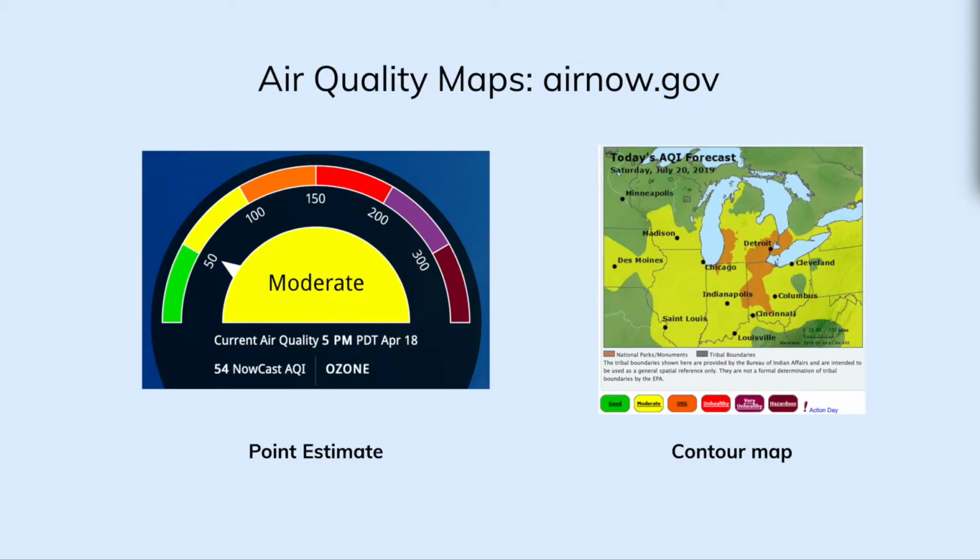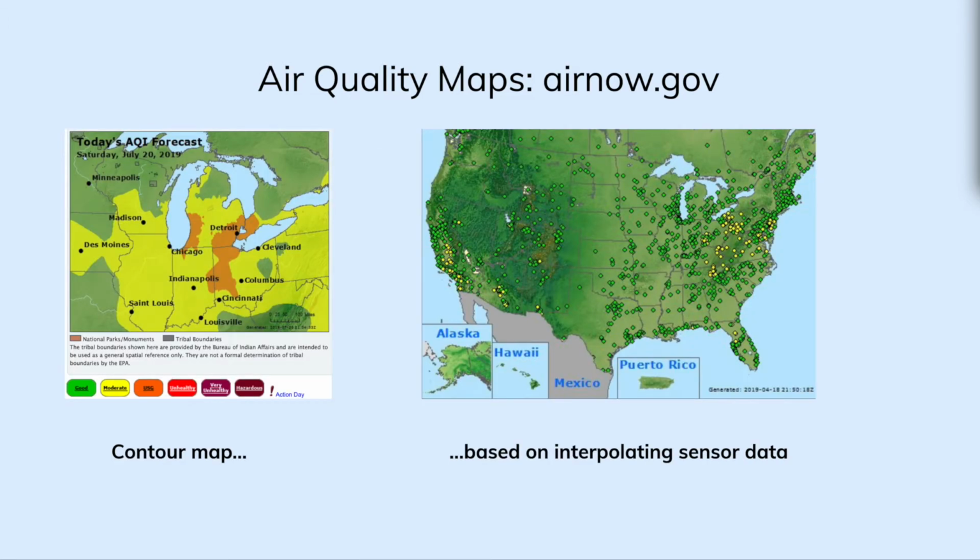So first I'll talk about how air quality is usually visualized. If you look at Airnowgov, which is based on EPA data, they've updated the graphics a little bit on the site now, but basically you see this, which is an interpolation of the information from EPA air quality sensors, or you see a point estimate telling you which color it is in your location. And the contour map that you see here is based on an interpolation from that sensor data.